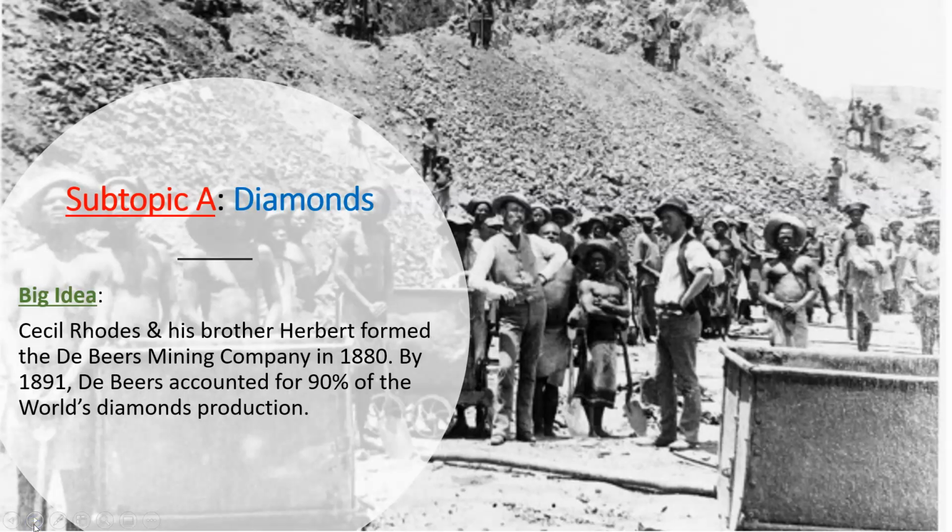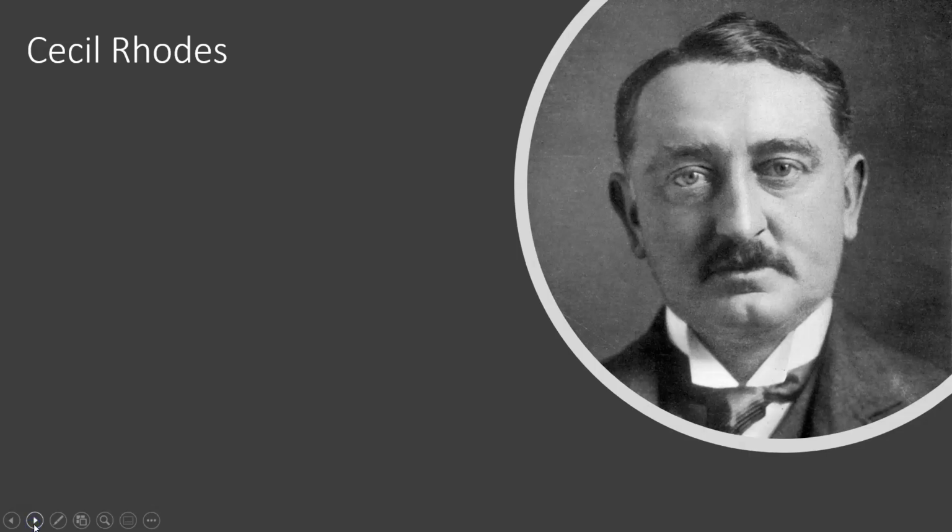Draw a line in your notes. Subtopic A, diamonds. Big idea. Cecil Rhodes and his brother Herbert formed the De Beers Mining Company in 1880. By 1891, De Beers accounted for 90% of the world's diamond production.